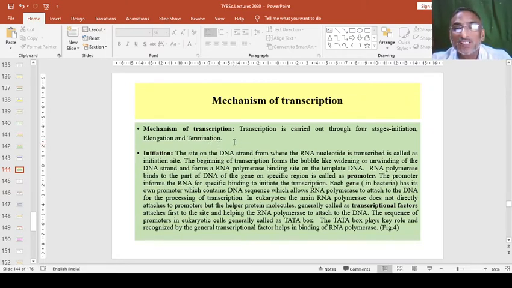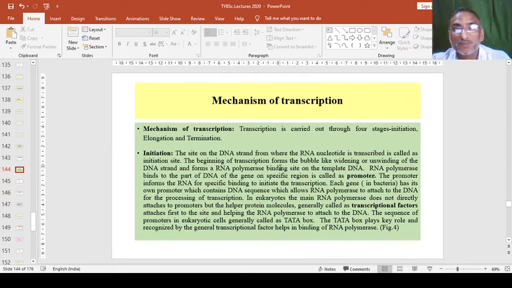So initiation is the site on the DNA strand from where the RNA nucleotide is transcribed, called the initiation site. It means the location from where the RNA nucleotide is transcribed to form the new one or to continue the process of synthesis, that point is called the initiation site. The beginning of transcription.